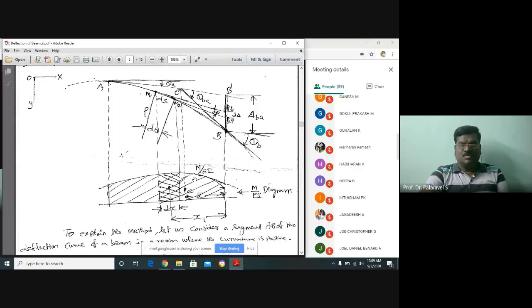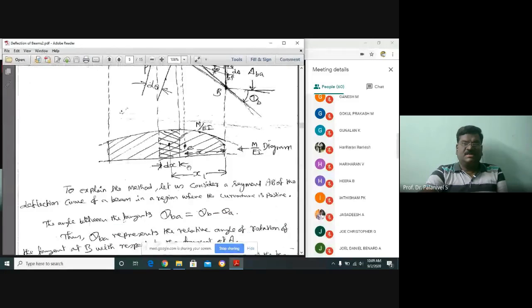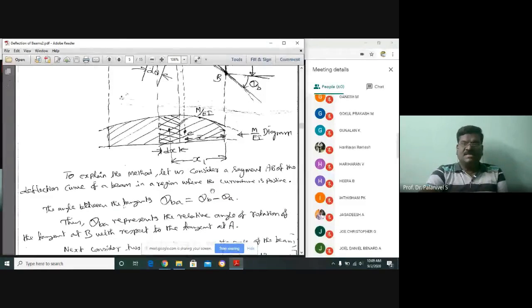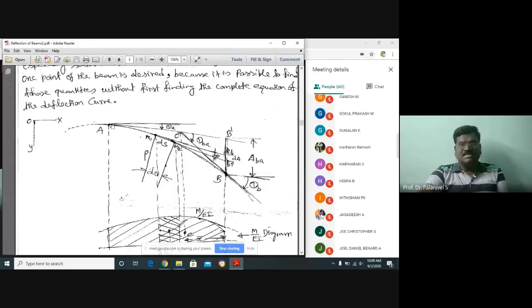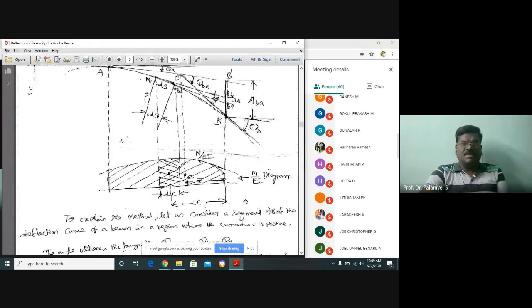So this shaded portion shows the area of the M by EI diagram between the portion AB. Here, I have projected the points M1 and M2. I have shaded another portion. This elemental shaded area shows the area of the M by EI diagram for the elemental portion M1 M2, the elemental length here. Okay, this is the diagram we are referring to. With respect to this diagram, I am going to discuss something with you. To explain the method, let us consider a segment. Sorry, this is the elemental length. This is called segment AB.